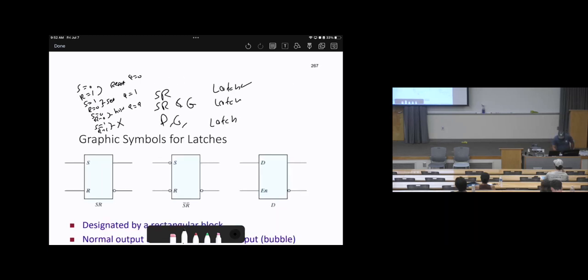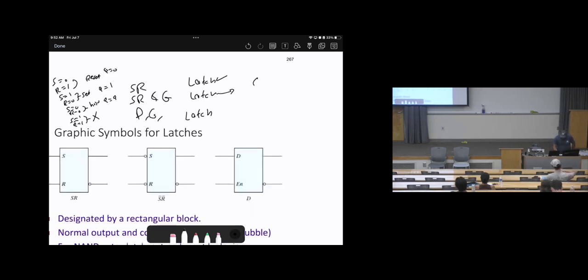For the second one, the SR latch with gates, when G equals 0, we are on hold, no matter what R is, no matter what S is. Don't care. If G equals 1, or enable equals 1, then it is a normal SR latch. Okay? We already discussed this last lecture.